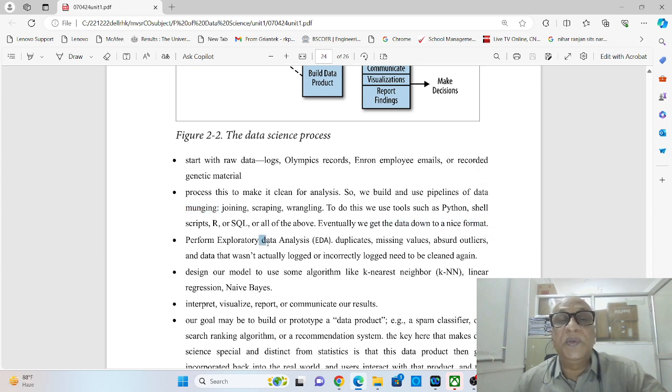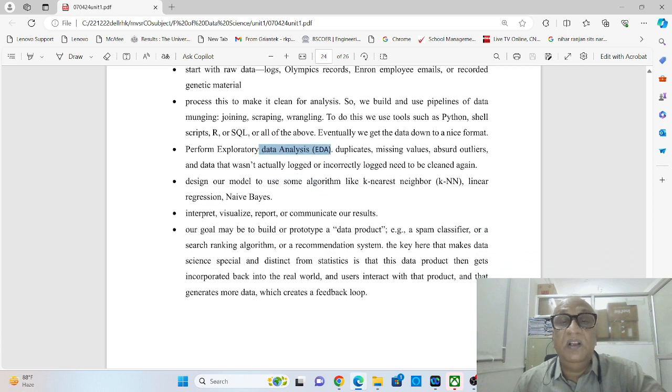Post that, we'll be performing exploratory data analysis, which we had just mentioned, the summaries and a lot of graphs, plotting the graphs. But it also involves finding the duplicates, finding the missing values, finding the outliers, taking care of them. After that, we may be designing our model using algorithms like k-nearest neighbor or linear regression or naive Bayes. Post that, the interpretation of results, visualizing them, reporting them, communicating the results.